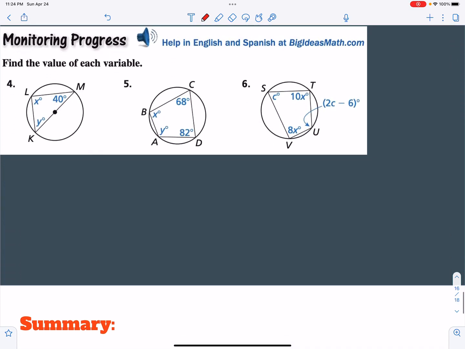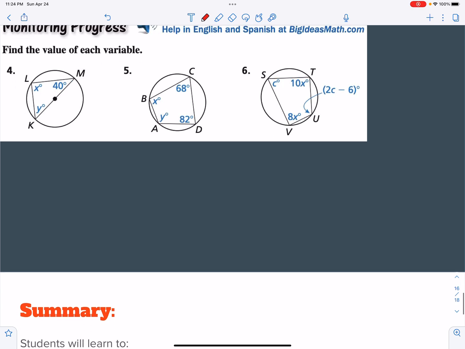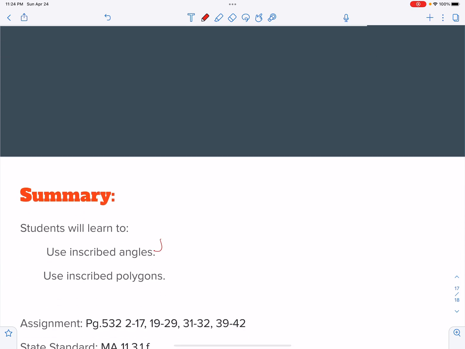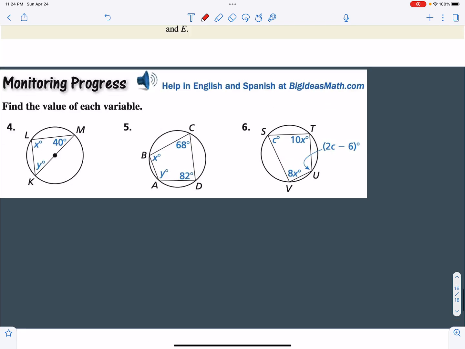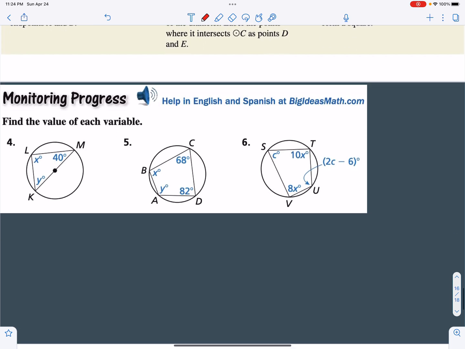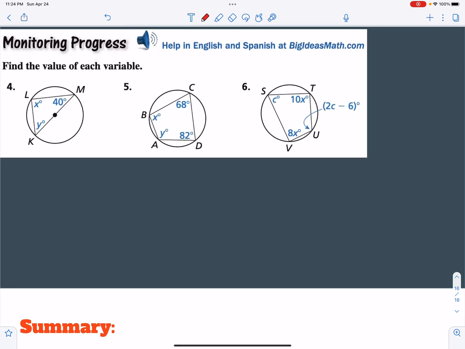So make sure you pause and get these other 3 problems in your notes for section 10.4. There's only 6 problems total for the monitoring progress in this lesson. Other than that, again, make sure you know what an inscribed angle is, what an inscribed polygon is, and again, just briefly go look at those theorems up above if you need to. But these should be pretty straightforward.